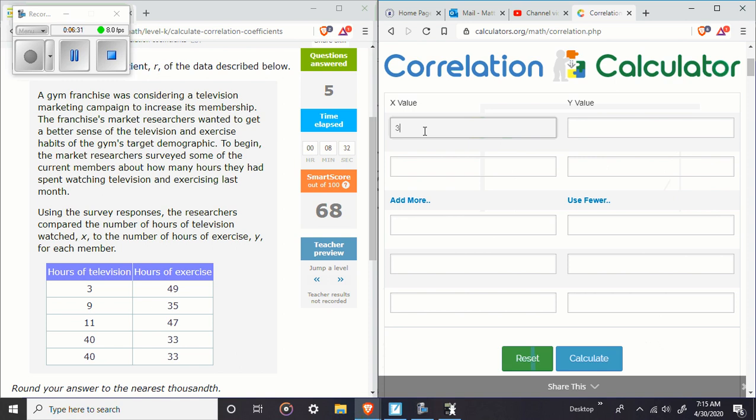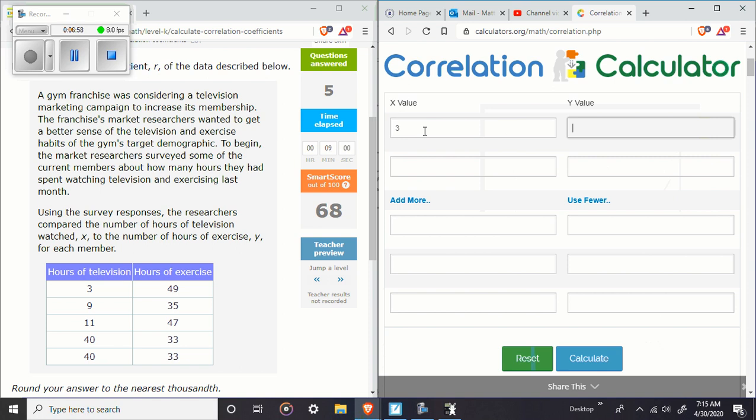So 3. A gym franchise is considering a television marketing campaign to increase its membership. The franchise's market research wanted to get a better sense of the television and exercise habits of the gym's target demographic. To begin, researchers surveyed some of the current members about how many hours they had spent watching television and exercising last month. Using the survey responses, the researchers compared the number of hours of television watched to the number of hours of exercise for each member.